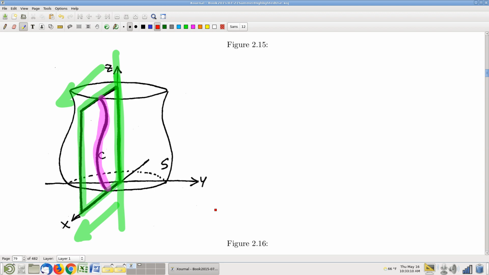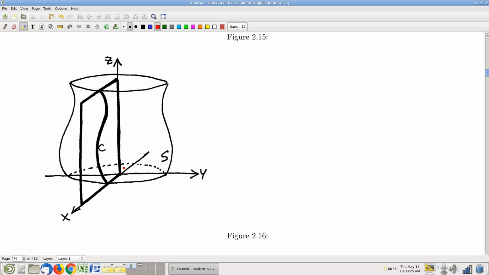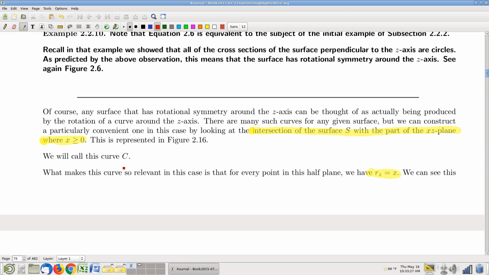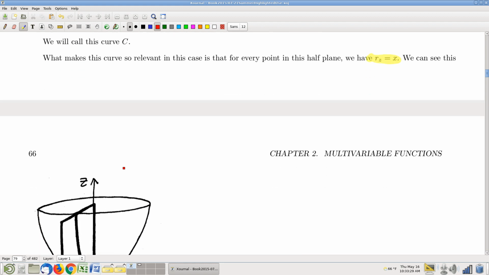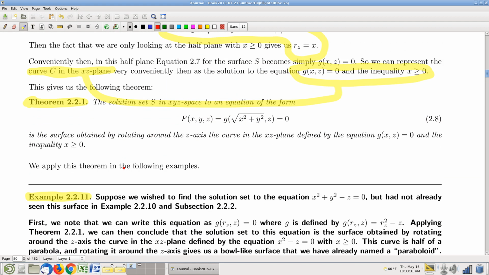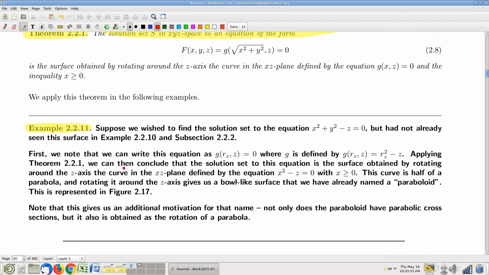You don't have to take a billion cross-sections and try to piece them together like some sort of complicated three-dimensional puzzle. One cross-section, rotate it, celebrate. Okay. All right, so let's see an example of this. Let's see here. Where is my good example? Here we go. So let's look at this equation.